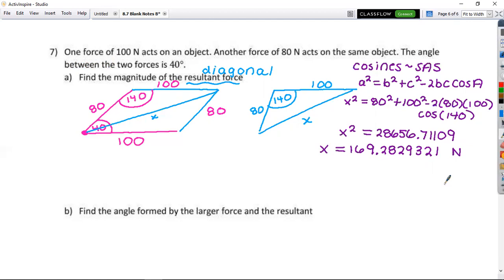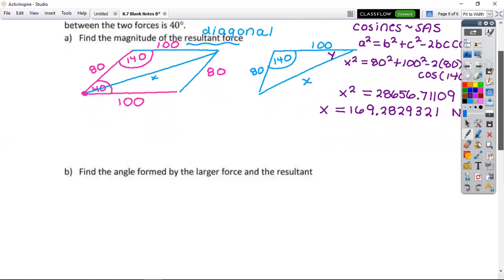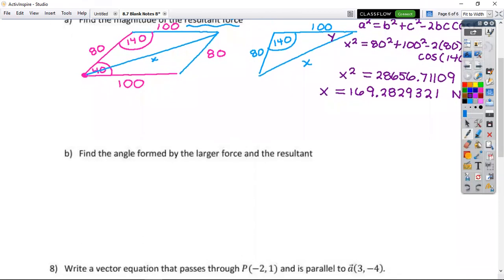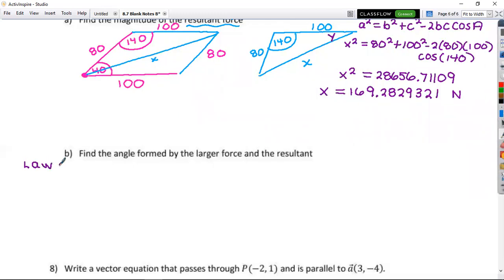All right, so now on to letter B. Letter B, find the angle formed between the larger force and the resultant force. Larger meets the resultant, I'll put a Y there. And that's what we're going to find down below. Since you've already established and used law of cosines, what can you use instead here that's faster? Yeah, law of sines, good. So next you're going to go law of sines. And again, if you want to add this on your formula sheet right now, you're welcome to.